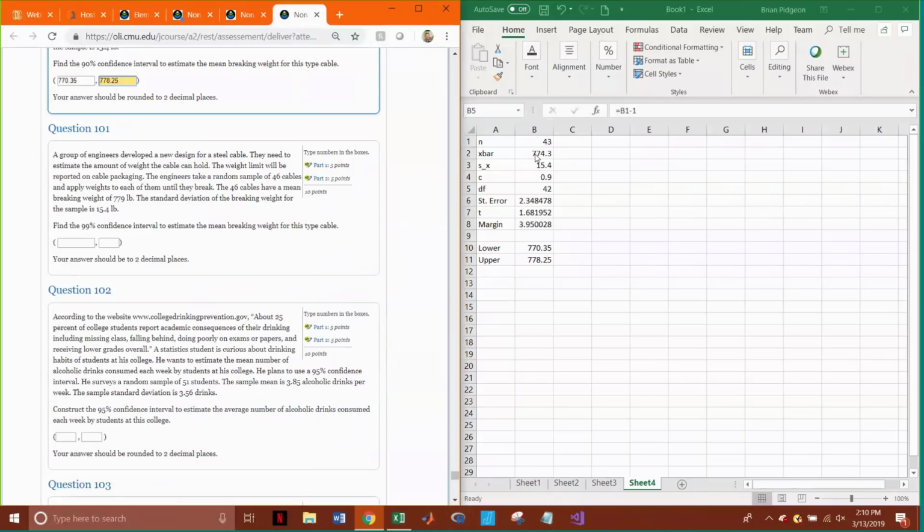All right. This is like the same question. Okay. So we have a sample of 46 cables. The mean is 779, standard deviation 15.4. We want a 99% confidence interval. Everything else is already formatted correctly, so it's 772.89 to 785.11.